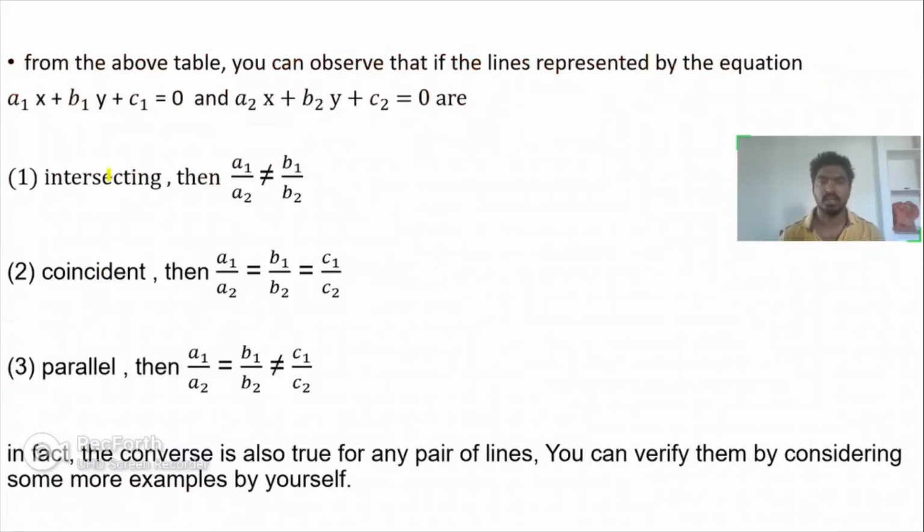And we can clearly note that if they are said to intersect, or they are said to be consistent, then a1 by a2 is not equal to b1 by b2. So if it satisfies the condition a1 by a2 not equal to b1 by b2, then they are said to be consistent and the graphical representation is intersecting.